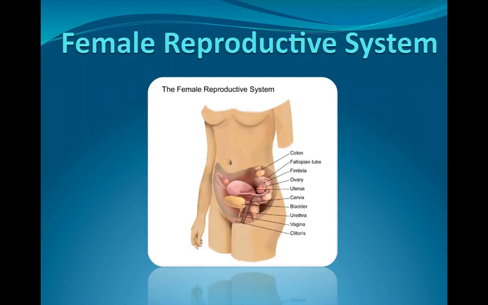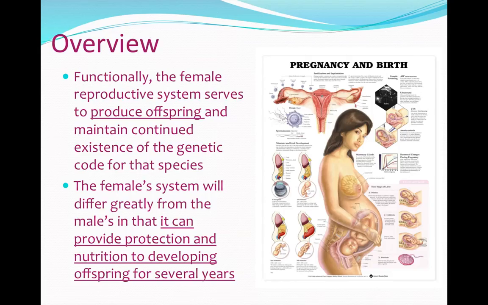Today, we're going to take a look at the female reproductive system. Purpose, structure, and function will all be discussed today. So one of the characteristics of life that we learn is that living organisms must reproduce. So in most species, the female takes care of that particular function.